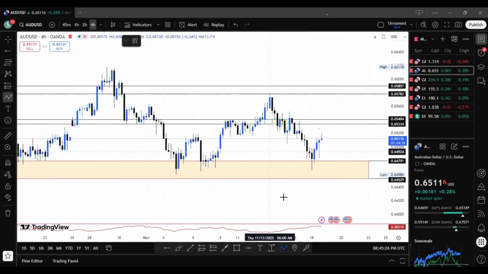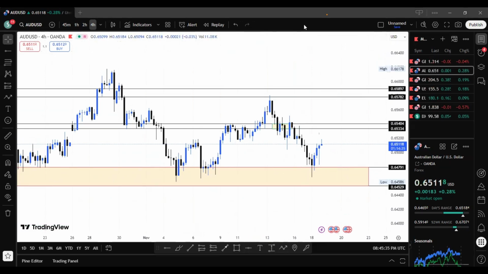Wait guys, let me use a tool. That will help us. Let me use this tool, the annotation tool. That will help us a lot. All right, let me maybe use a black color.